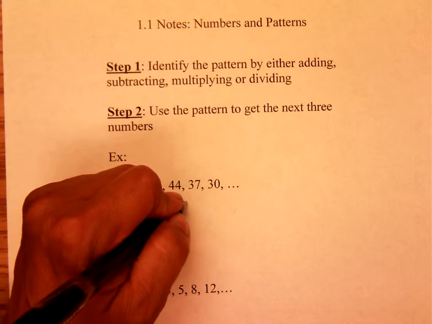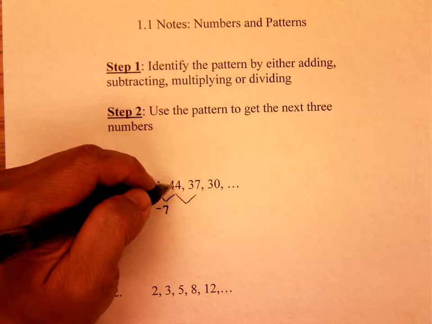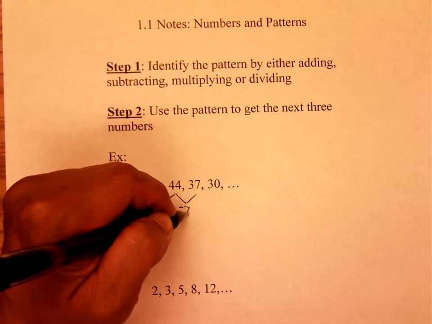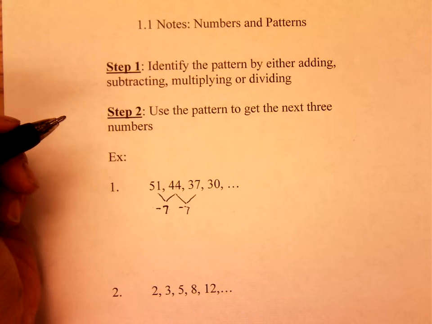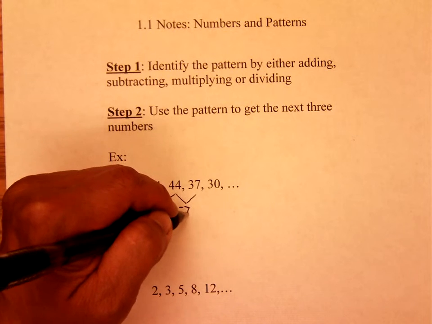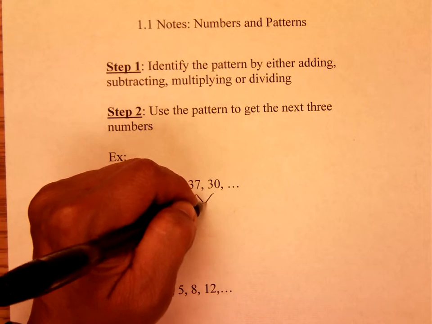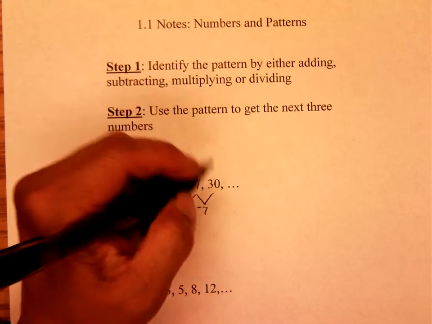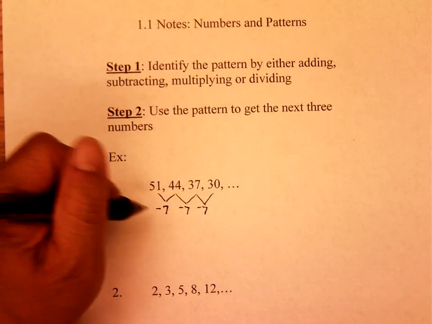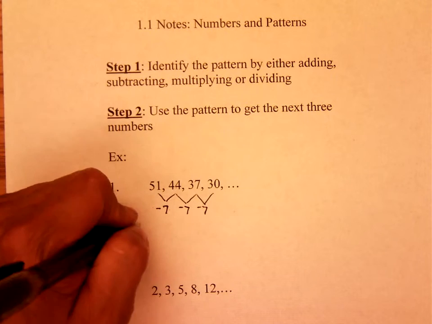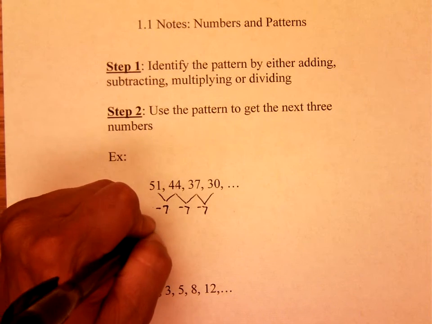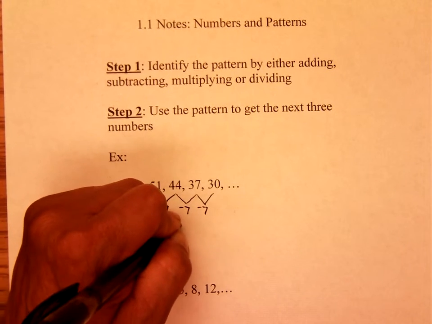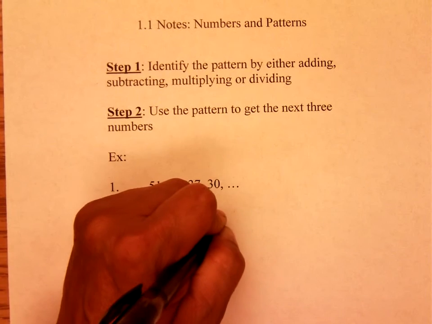Let's see if that works for 44 and 37. 44 minus 7, do I get 37? Yes, I do. Well, so far the pattern works. Let's try another one. 37 minus 7, do I get 30? Yes, I do. So now we know that the pattern is minus 7. So here underneath, you have to write the pattern is minus 7.